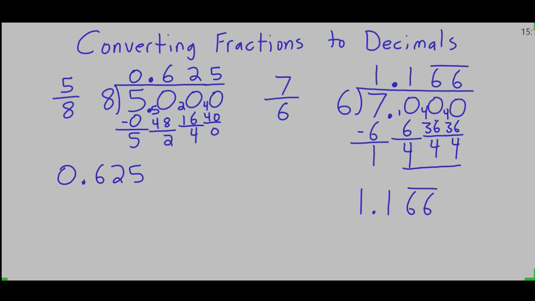So there are 3 steps. The main thing to remember is, can I convert the fraction, or the denominator, into a 10, 100, or 1,000? The answer is yes. Use multiplication to find an equivalent fraction. If the answer is no, I cannot turn it into a 10, 100, or 1,000, use division.